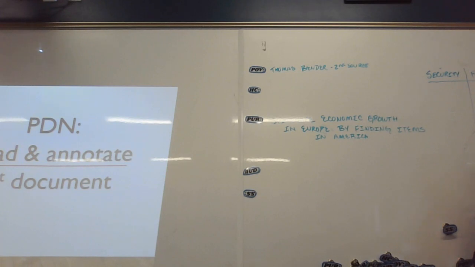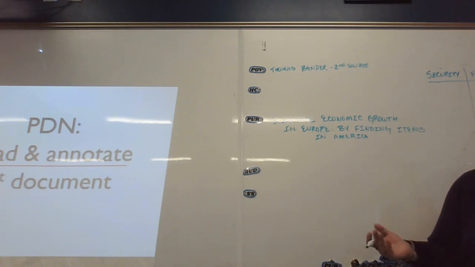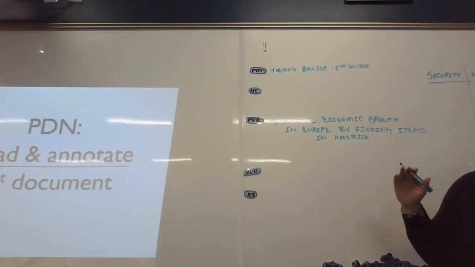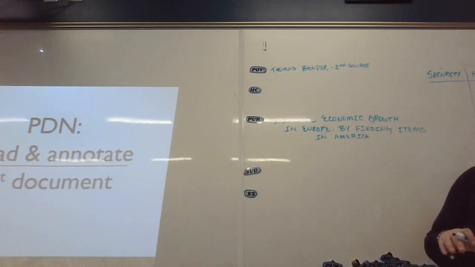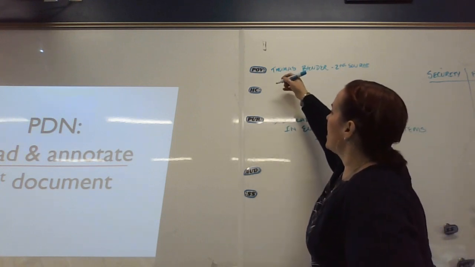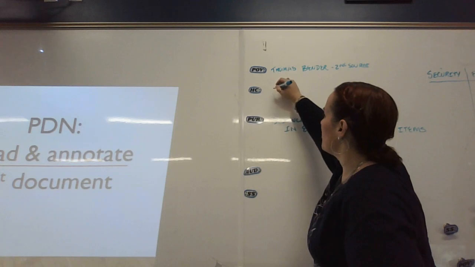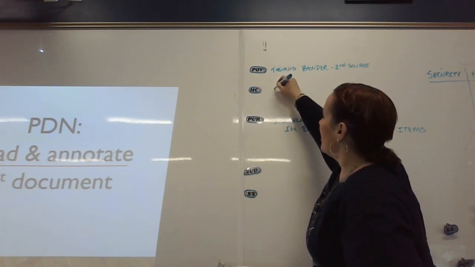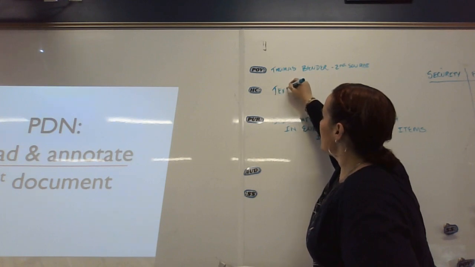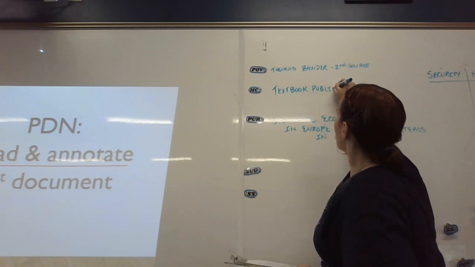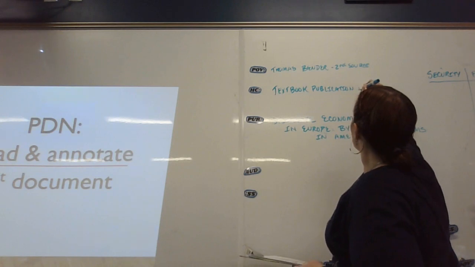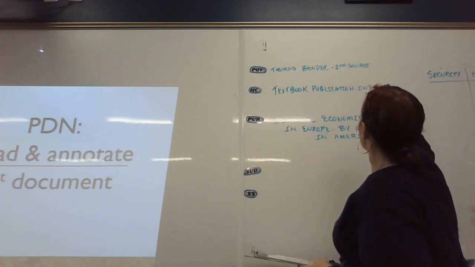Now, for audience and historical context, these are kind of inconsequential portions of this document analysis because this is largely for a textbook. Okay, so the historical context, he's writing for a textbook. So the historical context is this is for a textbook publication in 2006.